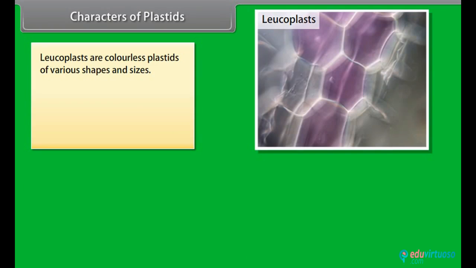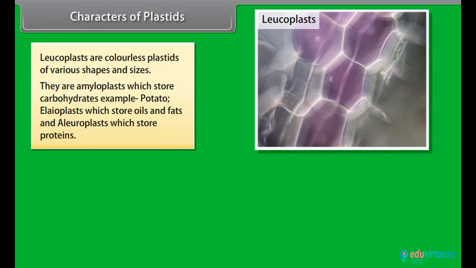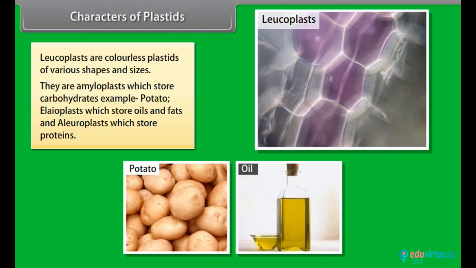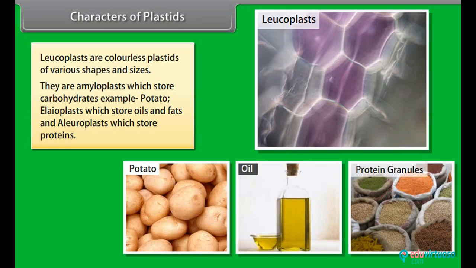Leucoplasts are colorless plastids of various shapes and sizes. They are amyloplasts, which store carbohydrates, for example in potato; elaioplasts, which store oils and fats; and aleuroplasts, which store proteins.